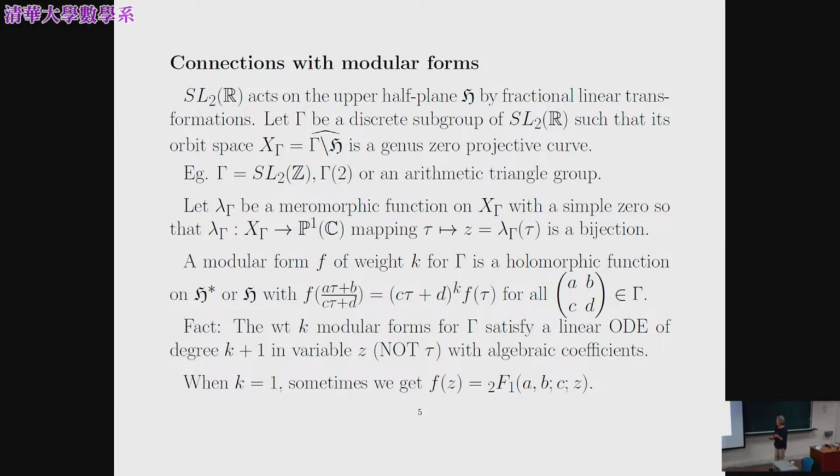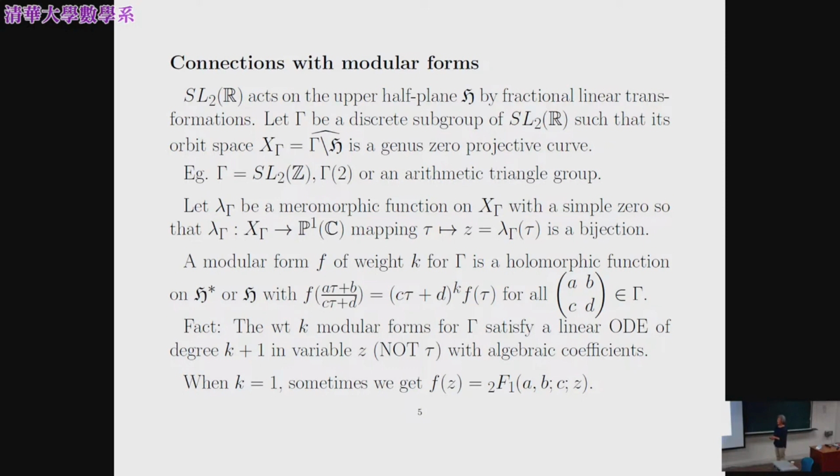as a function in the variable tau, it doesn't have nice differential properties. But if you view it as a function in z, so instead of seeing it as a function on the tau plane, you see it as a function on P1C, then as a function in the variable z, it satisfies a linear ODE of degree k plus 1. So when we fix a group gamma, we have this fixed differential equation, and all the forms of weight k will satisfy that differential equation in the variable z. And that equation has algebraic coefficients.